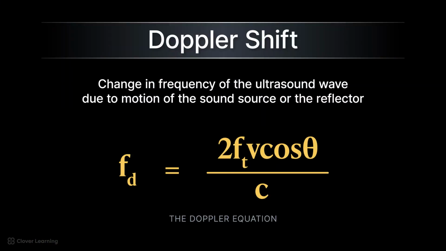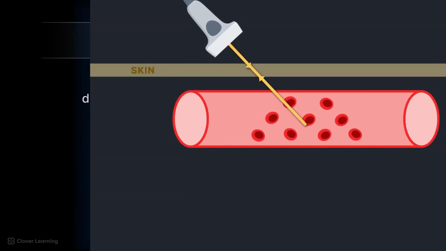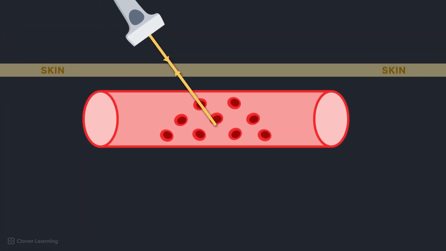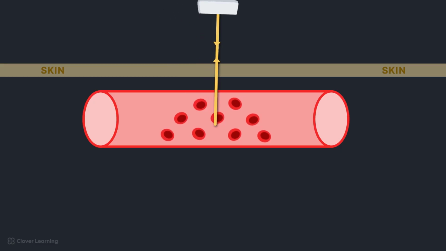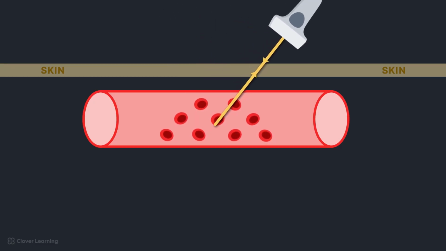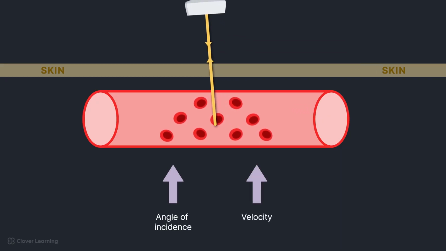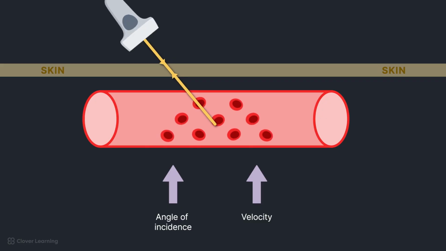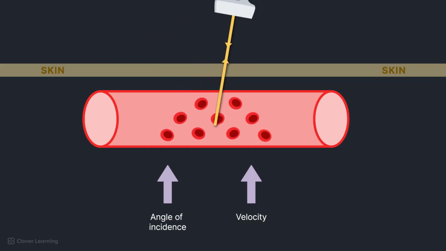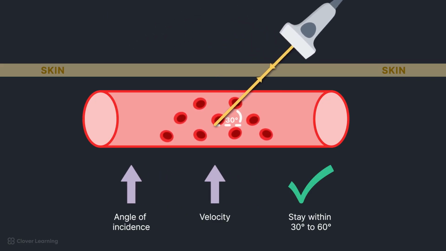In summary, the fundamental concept behind Doppler ultrasound is the Doppler shift, which is the change in frequency of the ultrasound wave due to motion of the sound source or the reflector. The Doppler shift can be mathematically expressed using the Doppler equation. The accuracy of Doppler measurements depends significantly on the angle of incidence, also called the angle of insonation. As our angle of incidence increases, the estimated velocity increases exponentially due to how cosine functions behave mathematically. Therefore, it is recommended to stay within 30 to 60 degrees.